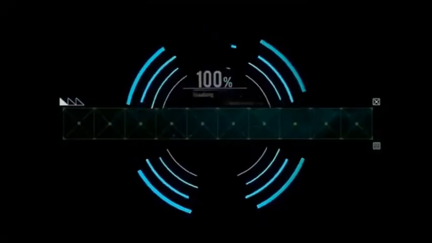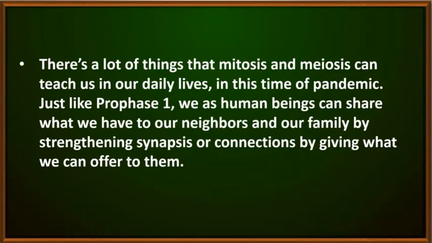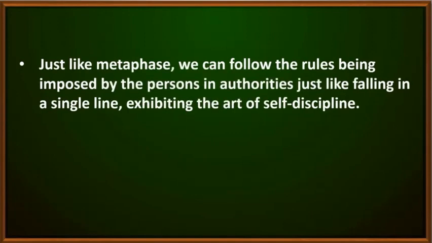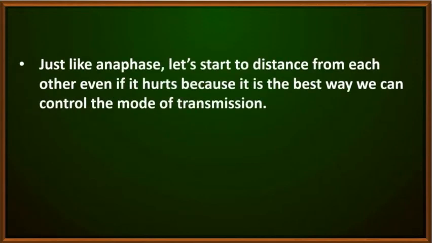There are a lot of things that mitosis and meiosis can teach us in our daily lives in this time of pandemic. Just like Prophase 1, we as human beings can share what we have with our neighbors and our family by strengthening synapses or connections, by giving what we can offer to them. Just like metaphase, we can follow the rules imposed by the persons in authority, just like falling in a single line, exhibiting the art of self-discipline. Just like anaphase, let's start to distance from each other even if it hurts, because it is the best way we can control the mode of transmission.